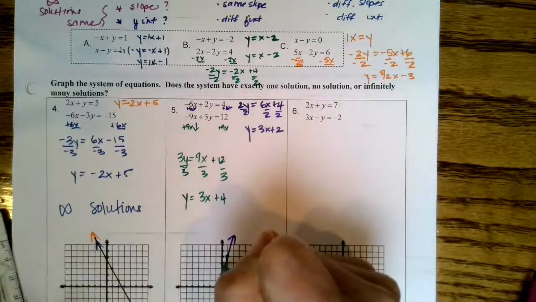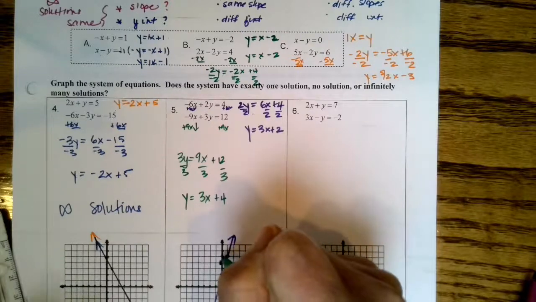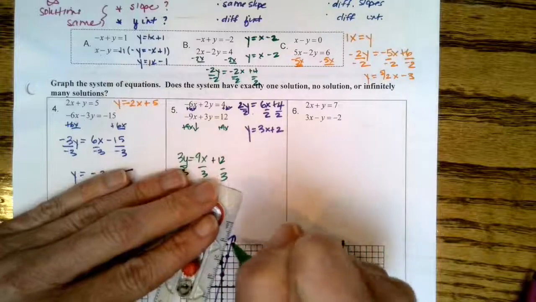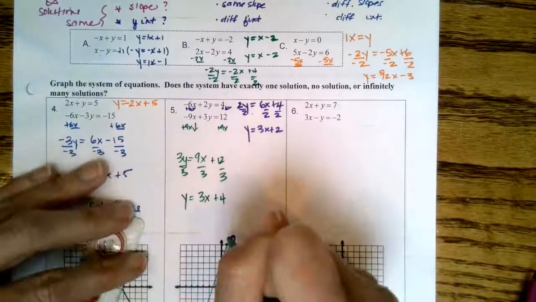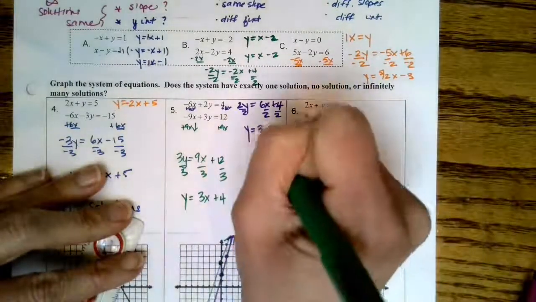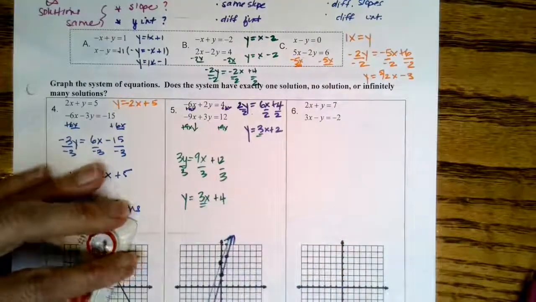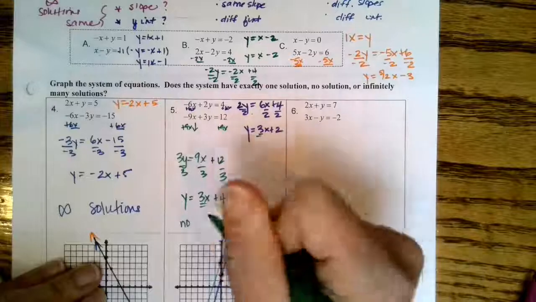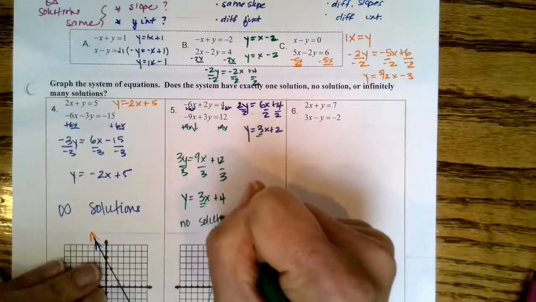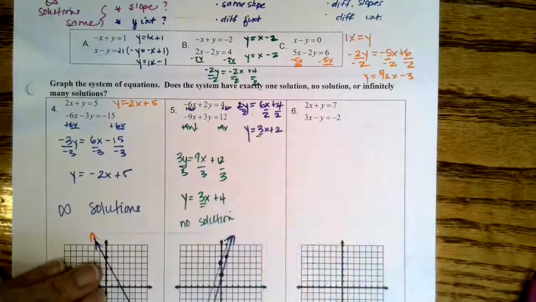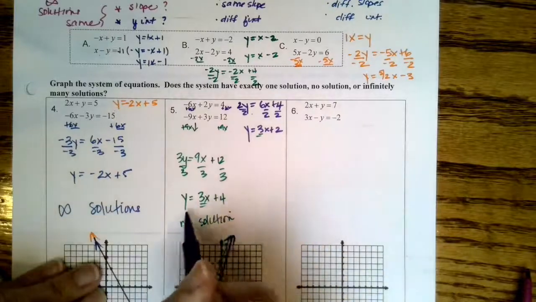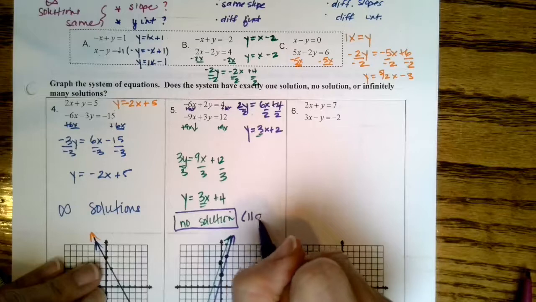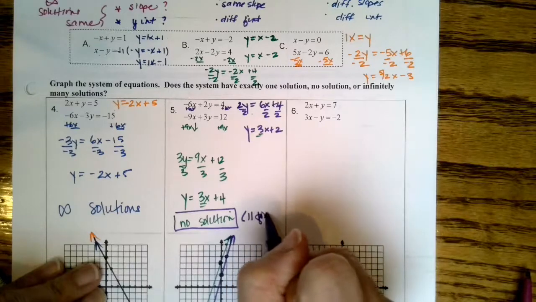Okay. Here's an intercept of 4 and a slope of 1, 2, 3 over 1, which means these two graphs have the same slope, but different y-intercepts. Therefore, there's no solution because the lines are parallel. No solution. And we can say that it's parallel lines.